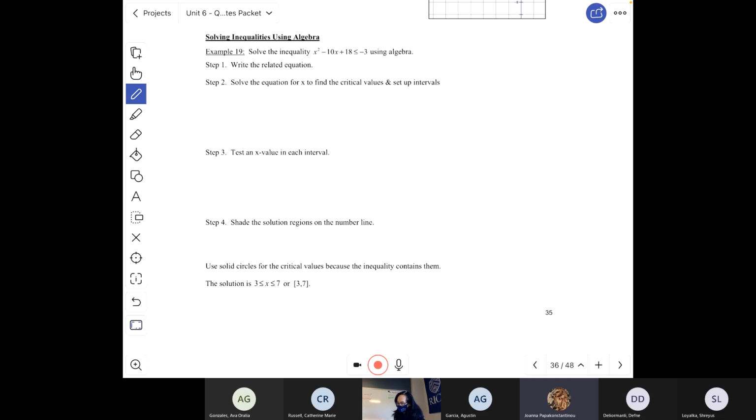What do you mean by solving it? Algebraically, meaning I'm not graphing it, I'm just using the number line. Okay, so using this information, notice I don't really have a y. So the first thing I'm going to do is rewrite the related equation. So I'm just going to get rid of that inequality and rewrite it. X squared minus 10x plus 18 equals -3. Of course, we like to set it equal to 0.